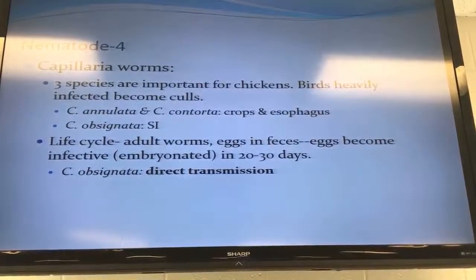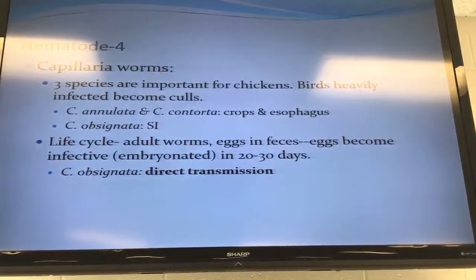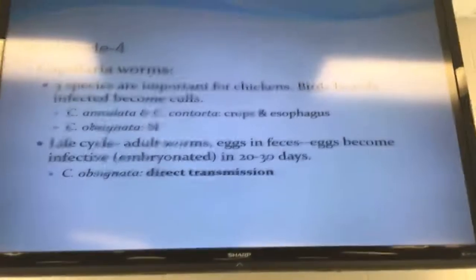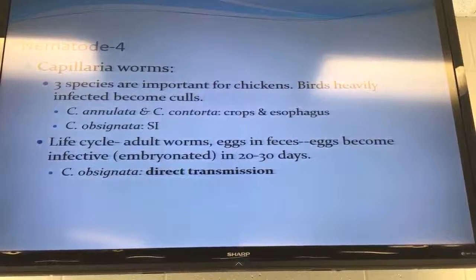Now we have a couple of capillary worms. We've got 3 species of capillaria. These are going to be in the digestive tract, whereas Syngamus trachea was in what? The respiratory tract, right? Trachea. Now, 2 of these are going to be in the esophagus and crop. We look at Capillaria annulata and contorta. They're in the crop and esophagus. So they are in the what? The upper GI, okay? Whereas Capillaria obsignata is in the small intestine.